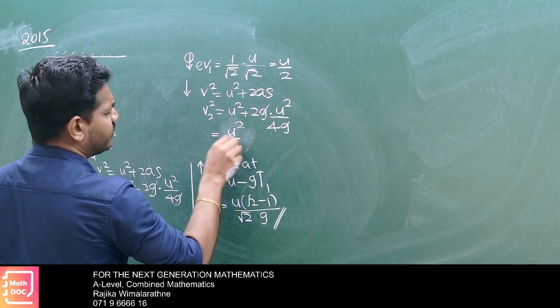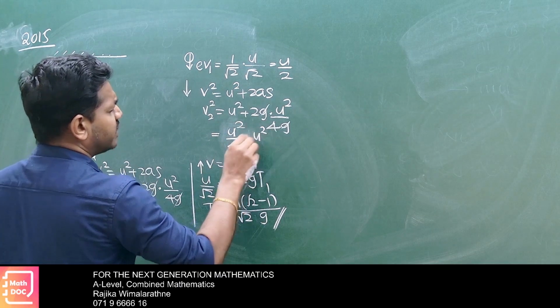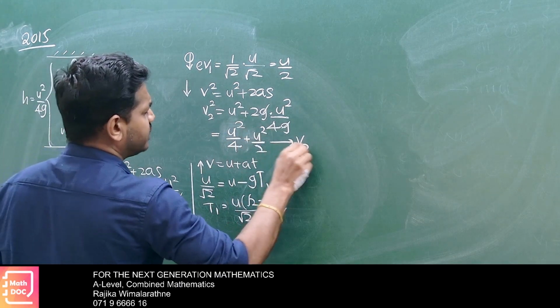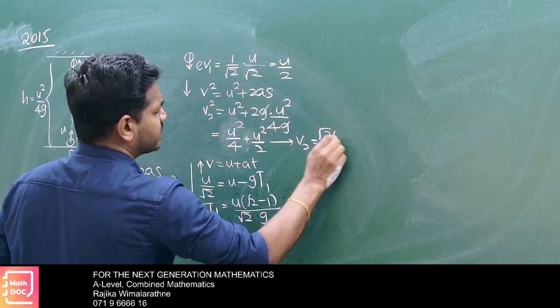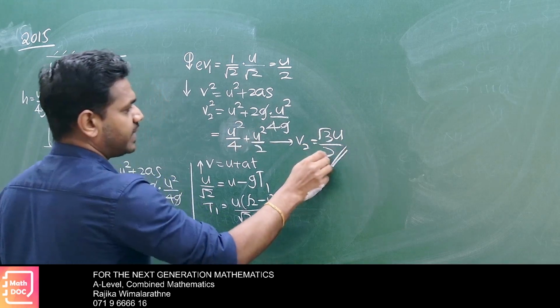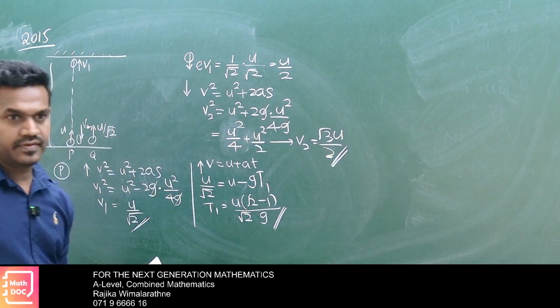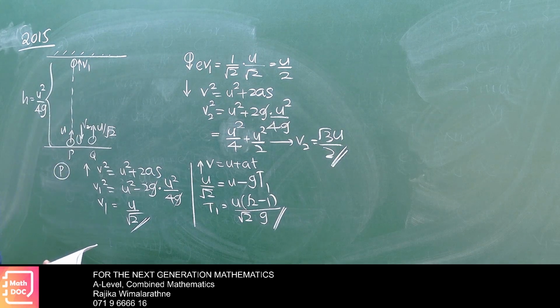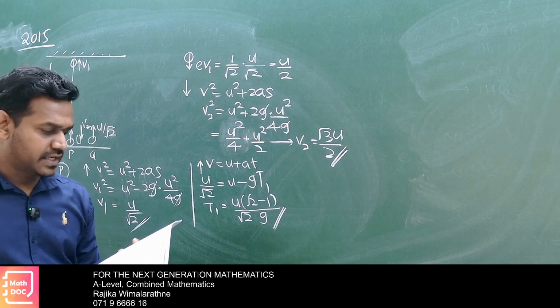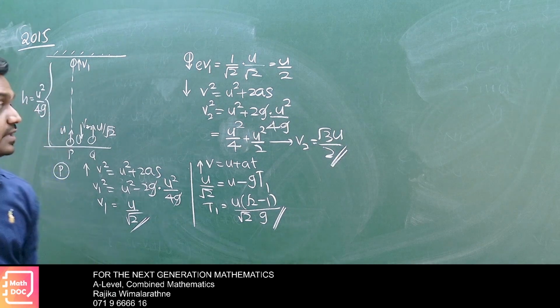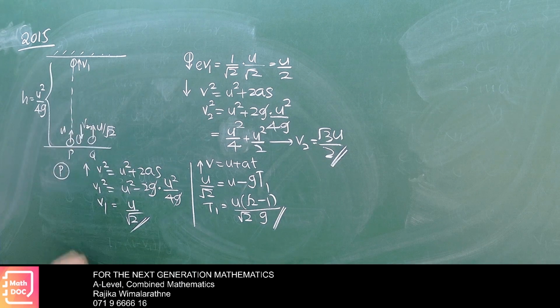Here U squared over 4, U squared over 2. Then V2 is root 3 U over 2. Here V2 is when it comes to the ground again. So that the particle Q just reached the ceiling. So now you consider particle Q.